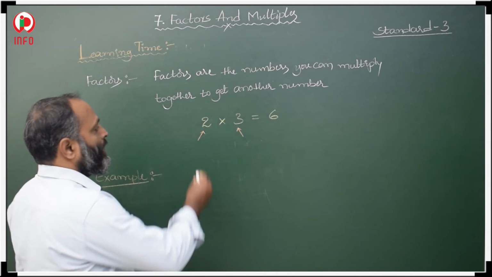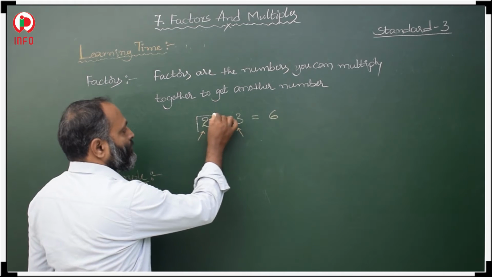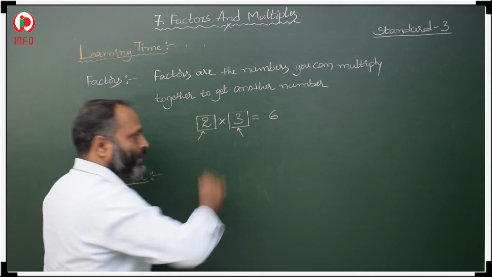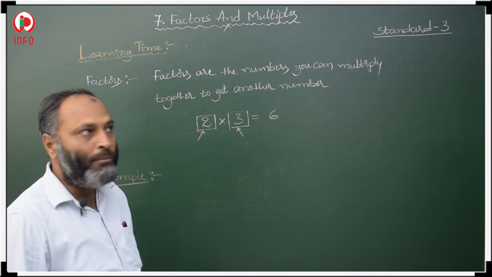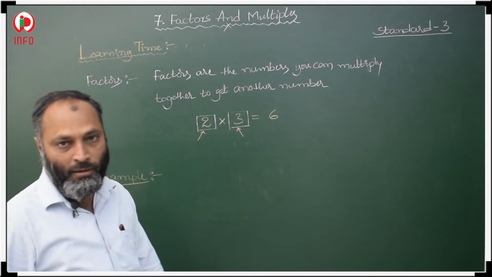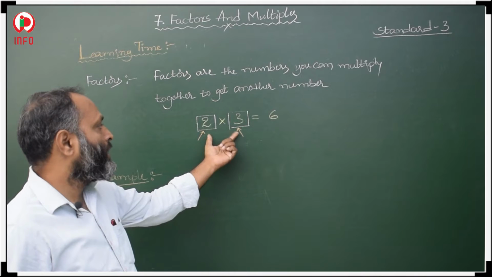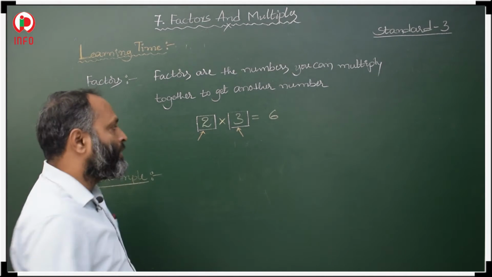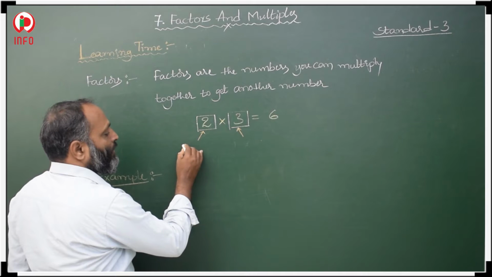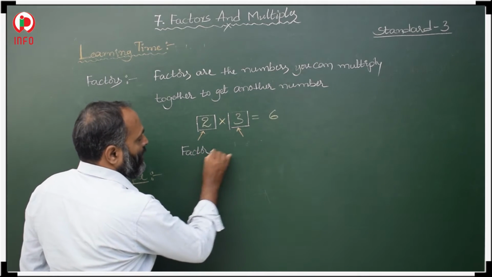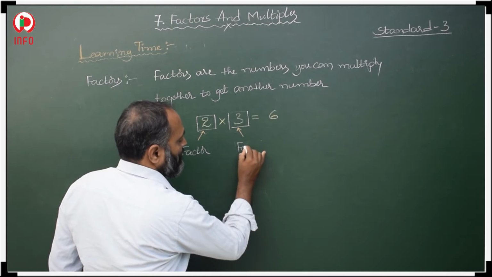Here, these 2 and these 3 are the factors. Factors are the numbers you can multiply together to get another number. These 2 numbers are called factors. So 2 is a factor and 3 is a factor.